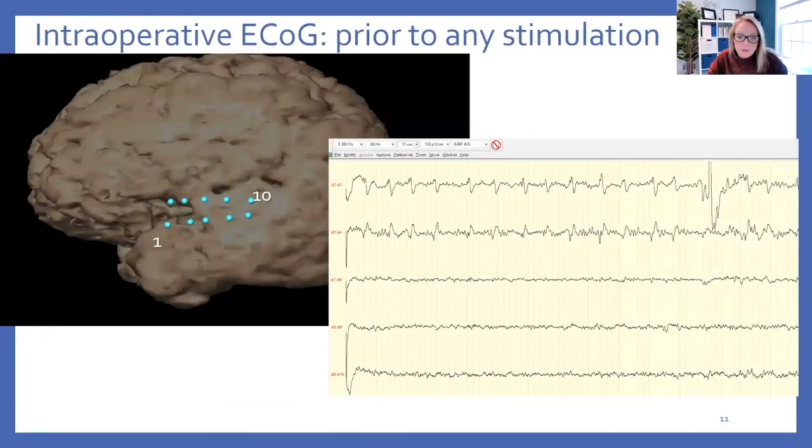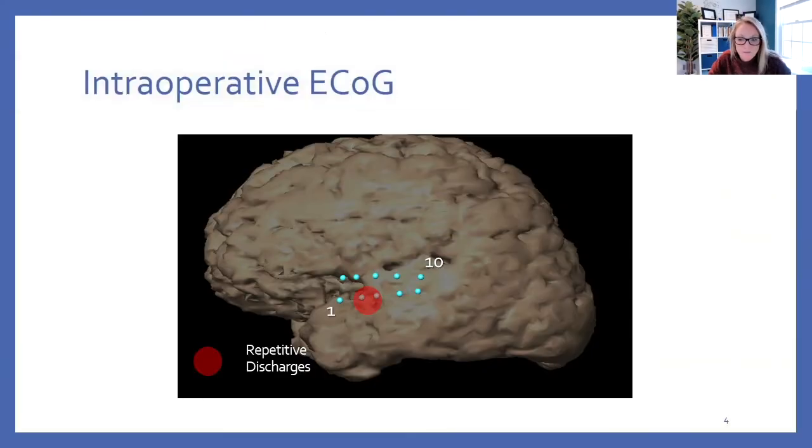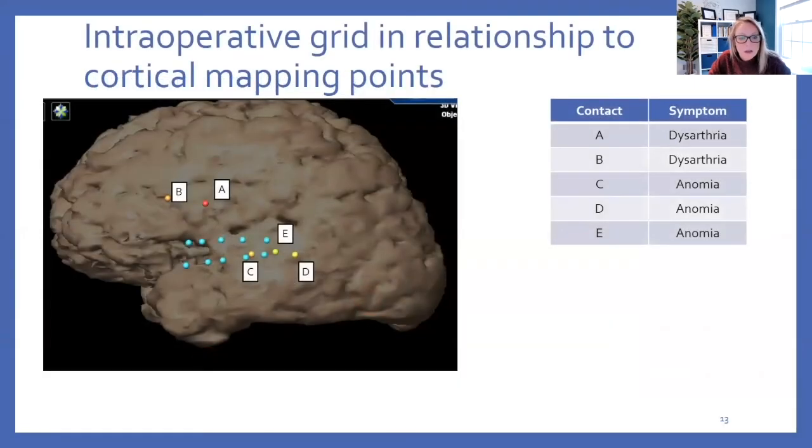Here is the intraoperative ECoG, and again, this is prior to any stimulation. And you can see contact 1 wasn't here because it didn't have good contact with the cortical surface. But here you can see repetitive discharges primarily surrounding contact 3. Here's where the repetitive discharge is localized to.